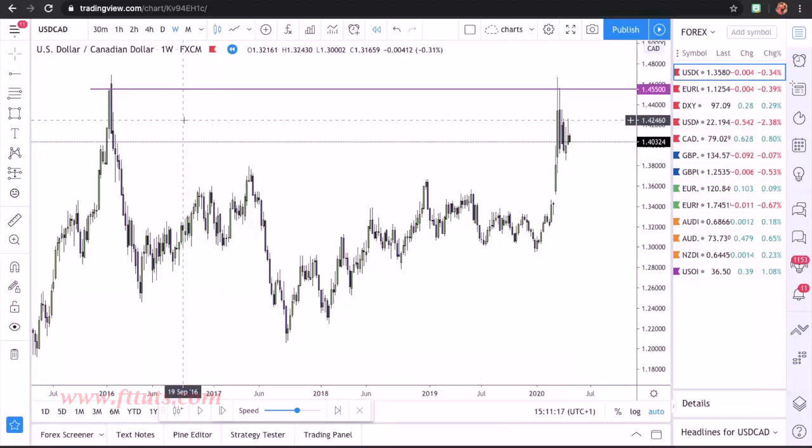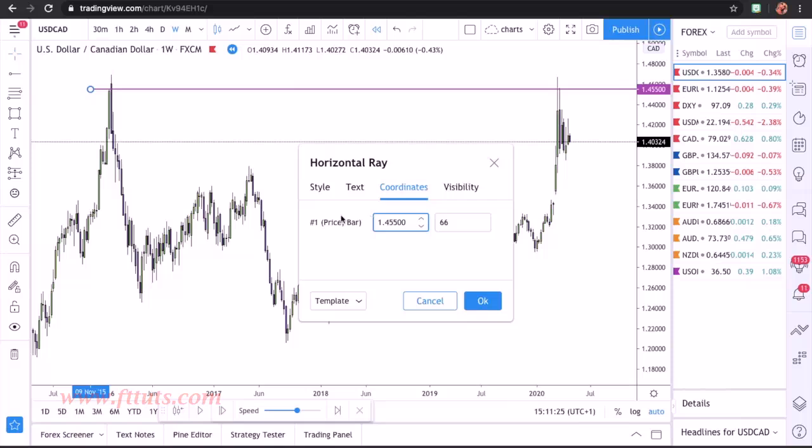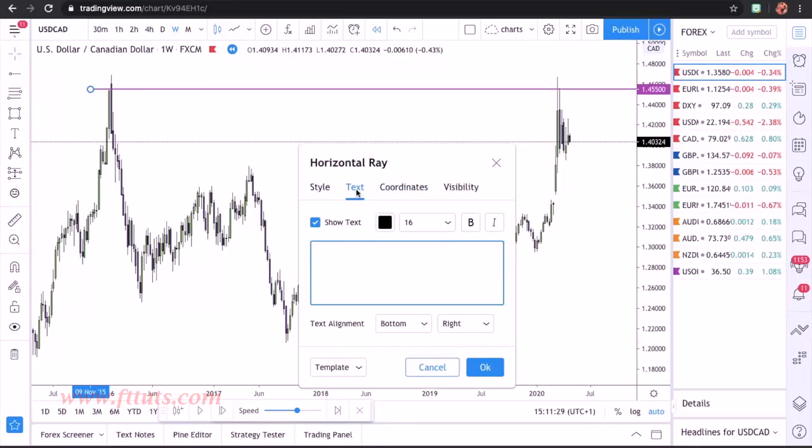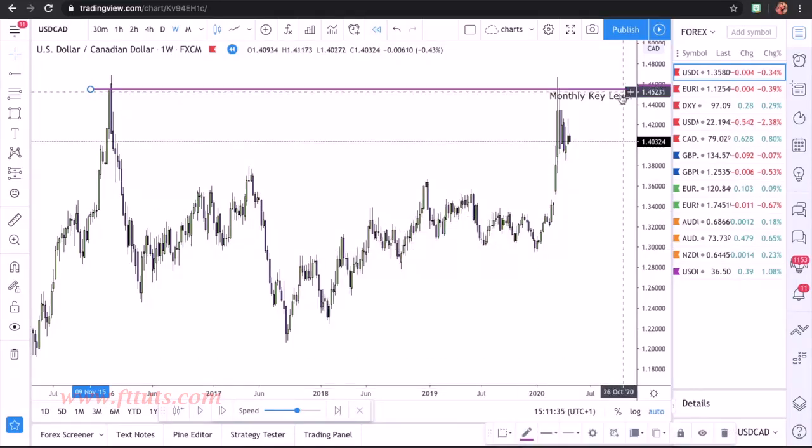But again, weekly and monthly levels are really good if you see major rejection in this area, because you can just double click this, for example, and when that area is coming up, you can just put monthly key level, just to remind yourself.